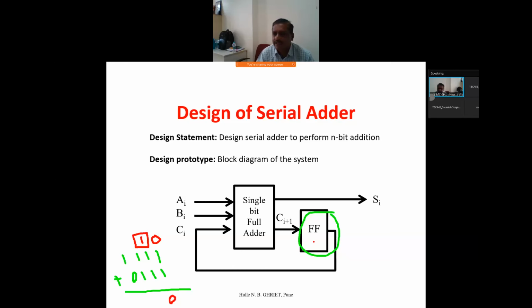Is it right? Now, how many carries do we have? How many possibilities of the carries do we have in case of the serial adder or in case of binary numbers? How many options will the carry have? One new option.